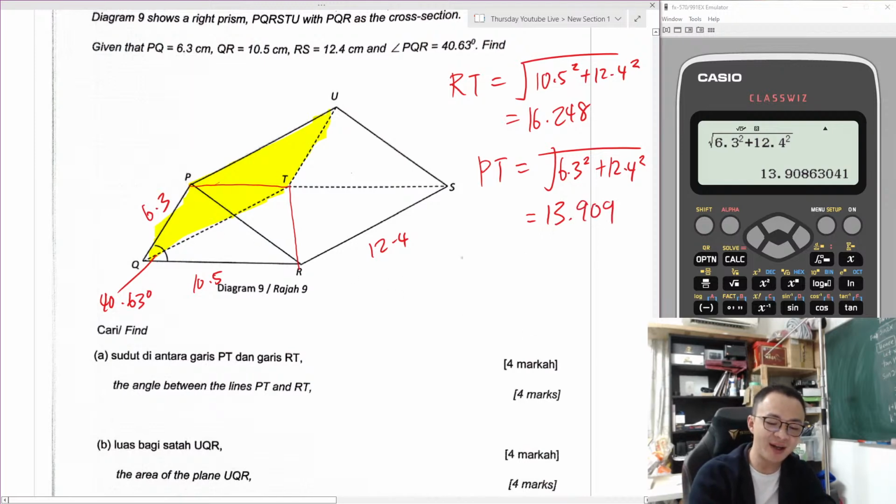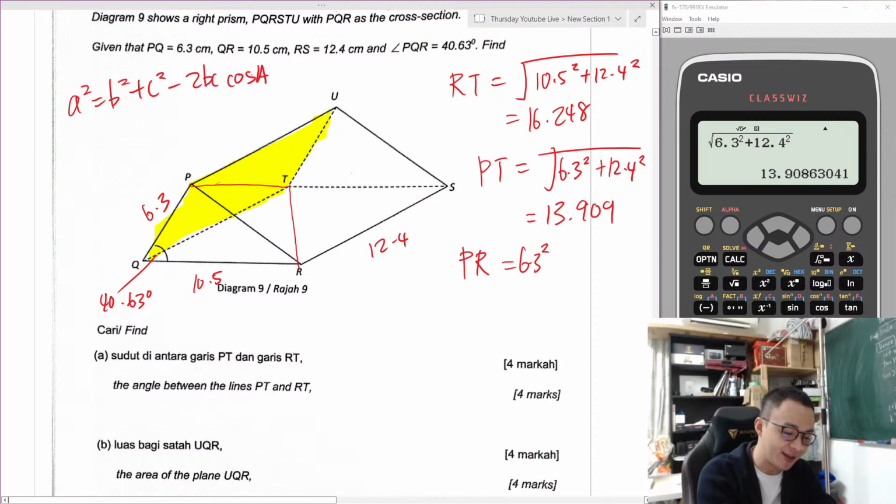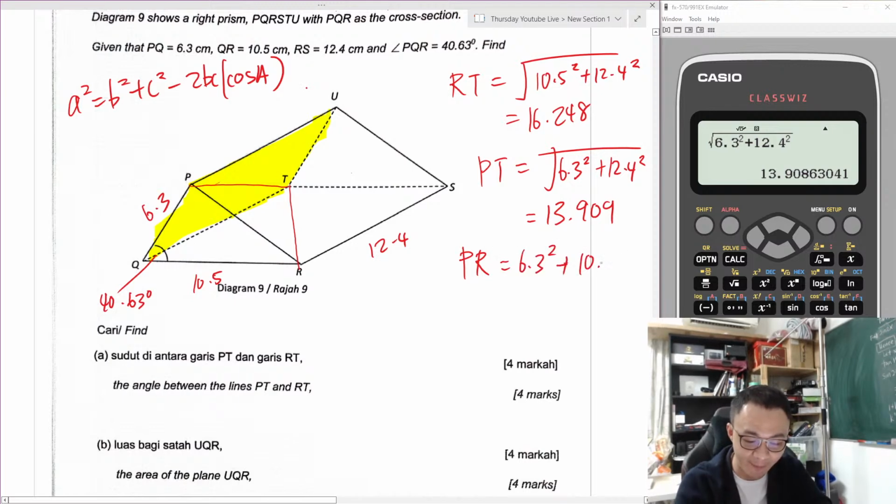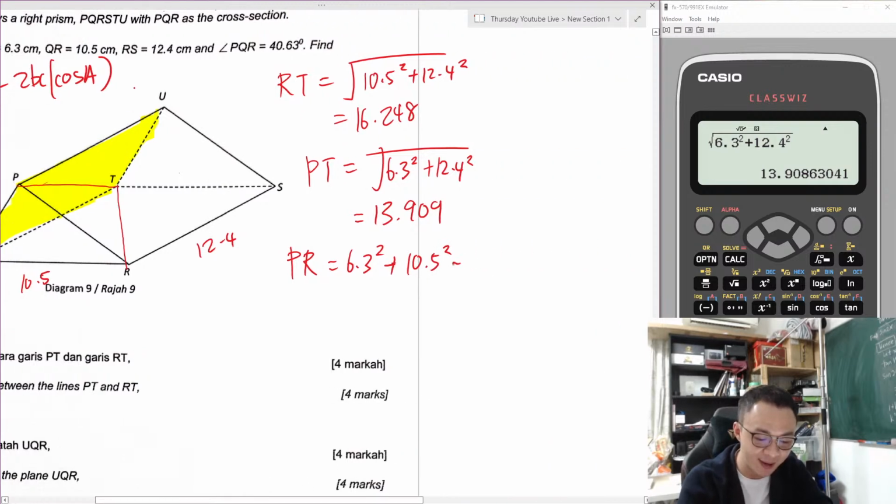Alright, then PR we can easily find, not vector. We can easily find PR by using the cosine rule. The cosine rule is, a square equals to b square plus c square minus 2bc cos A. Just in case some students have no idea what is cosine rule. So this one will be 6.3 square plus 10.5 square minus 2 times 6.3 times 10.5 times cos of the angle in between, 40.63.